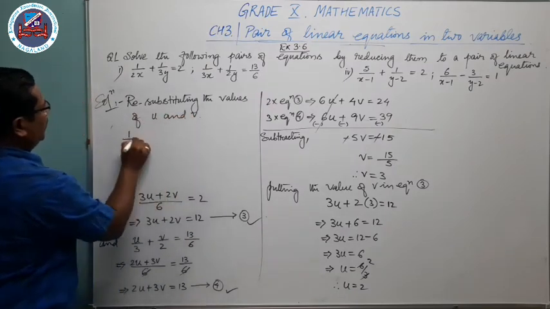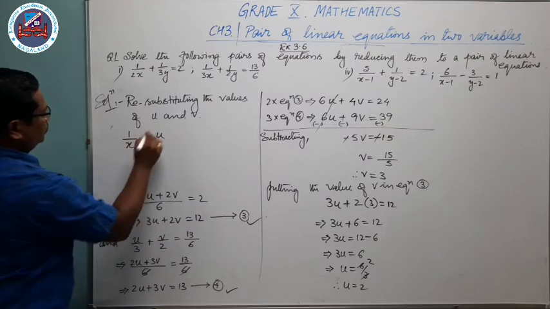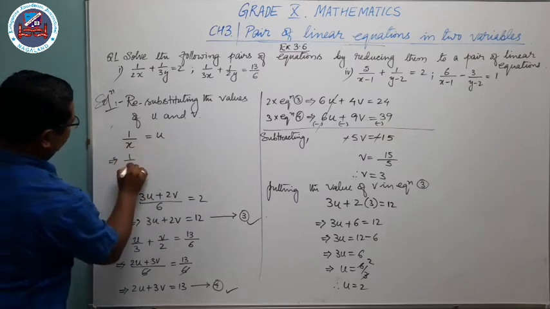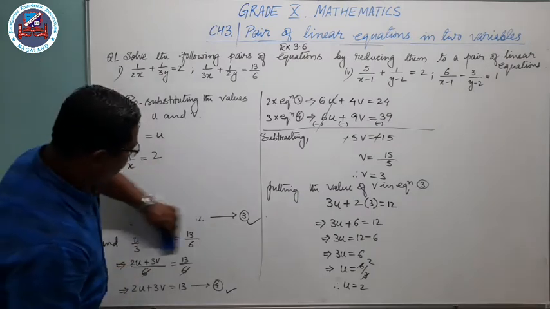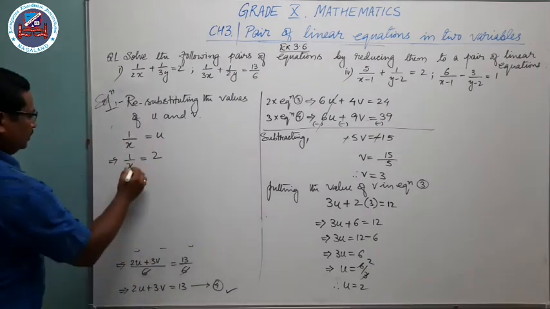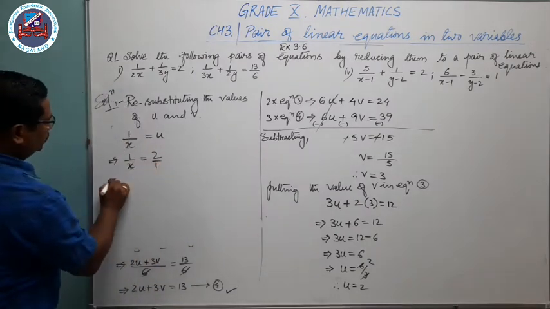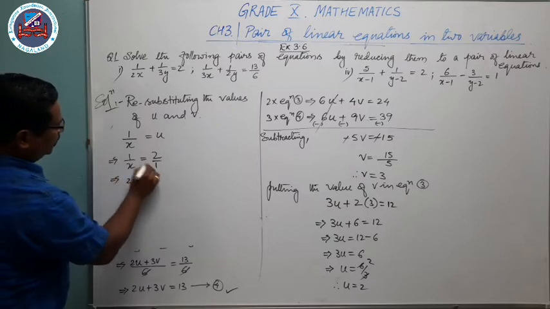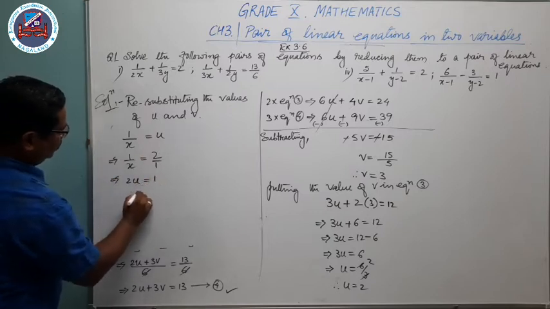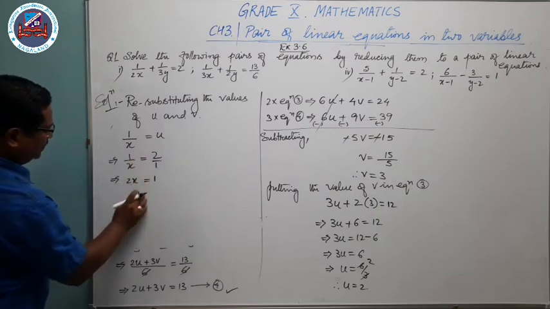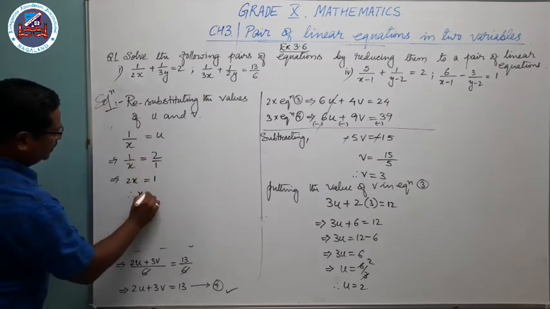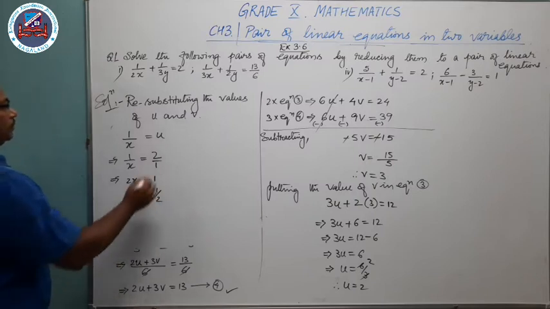You took 1 by x as u, so it will give us 1 by x equal to u, which is 2. Then if you cross multiply, 2u is equal to 1 into 1 is 1, therefore 2x is 1. So x is equal to 1 by 2.